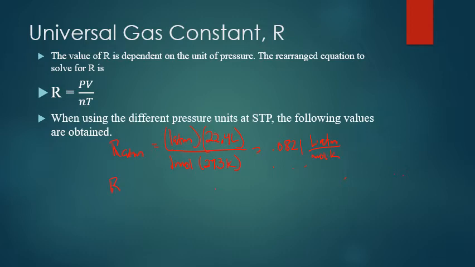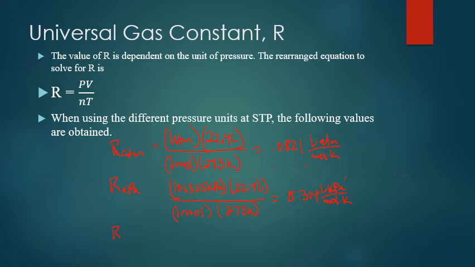When we look at the R value in terms of kilopascals, instead of using 101 for the 1 atmosphere, we're going to use 101.325 for the kilopascals, and we would still multiply that times the 22.4 liters, dividing it by 1 mole and 273 Kelvin. When we do that, we would get an R value of 8.314 liter kilopascals per mole Kelvin.